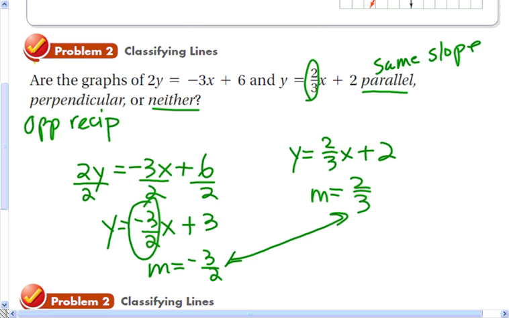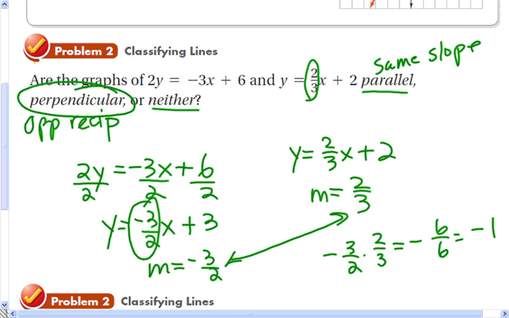And we have one as the opposite. And you could check that by multiplying. If this is true, and 3 times 2, a negative times a positive is a negative. 3 times 2 is 6. 2 times 3 is 6. And that's -1. So we're going to say that these are perpendicular.